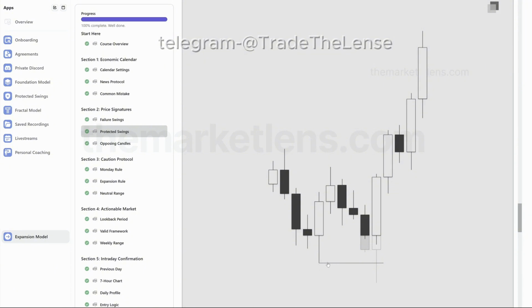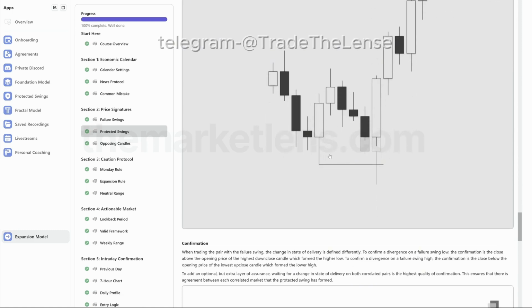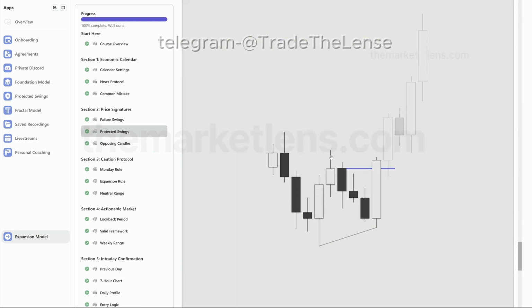That's a divergence of correlated pairs. This still is a protected swing, and that would be on the pair you're looking at. This low does not need to be traded back to. And the confirmation on this, because you don't have one pair making a lower low, the one with the divergence, even though this is a higher low, we're still going to use this series of opposing candles to act as the confirmation, this close above.